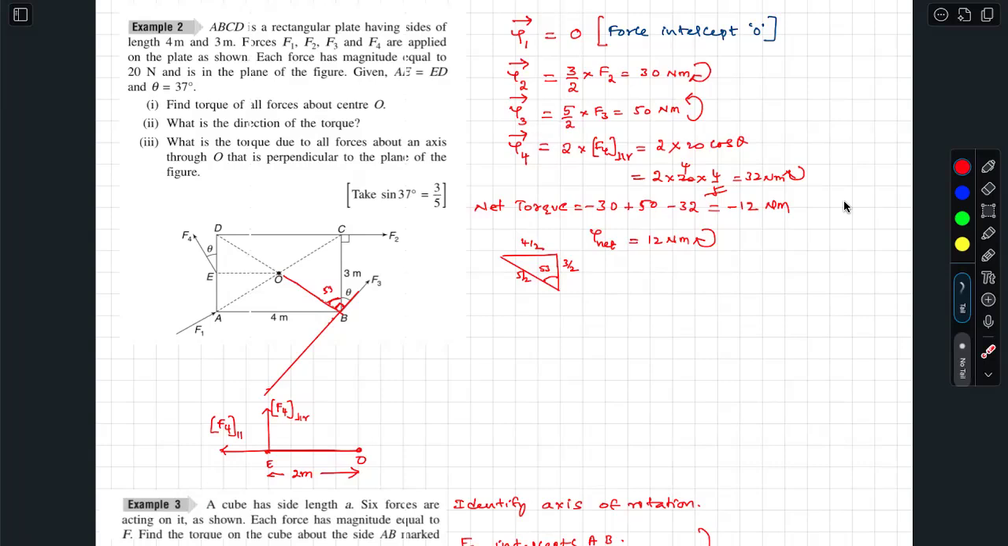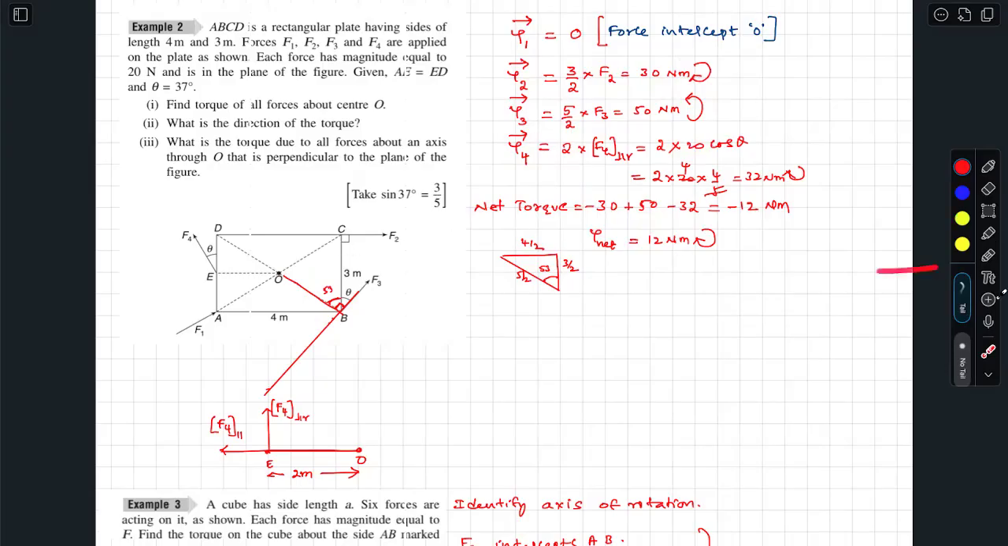Now see, first identify what is the axis. They have chosen the axis as O. Till this point, I don't think you have any issues at all. Good question. Now I have selected the point. Now what are the forces? That also I need to work out one by one. What is the significance of F1? Anyone in the class? It is passing through the axis of rotation. So torque due to F1 is 0. Any doubts? Right. Next.